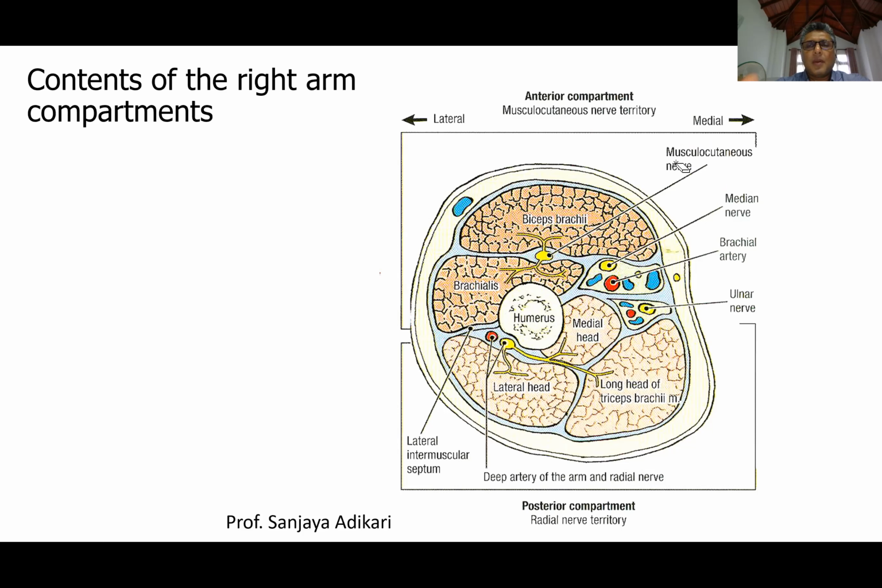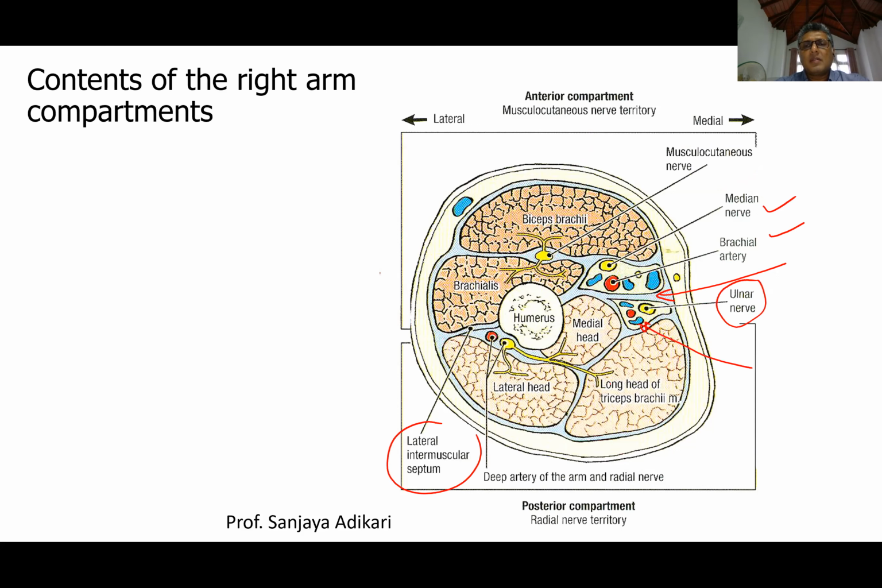Then the other point is you can see the intermuscular septa here, the lateral intermuscular septum and the medial intermuscular septum somewhere here. It's not labeled in this diagram. Medial intermuscular septum somewhere there. And in the anterior compartment, you can also see the median nerve and the brachial artery and its venae comitantes. And in the posterior compartment, you see the ulnar nerve and superior ulnar collateral artery with its venae comitantes here. I'll come back to it in the next slide.